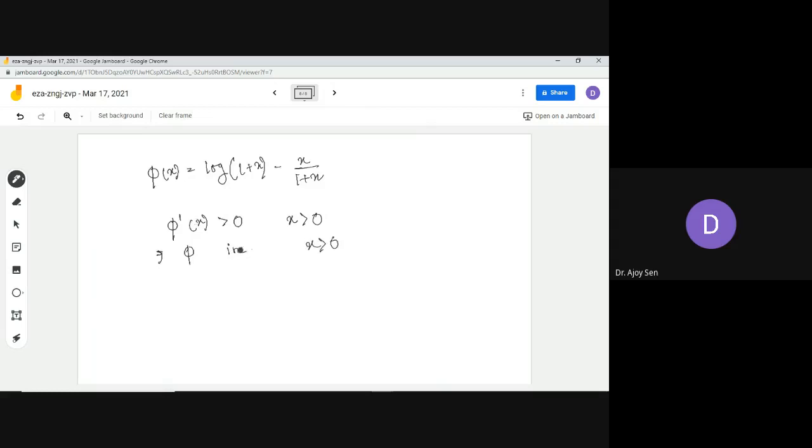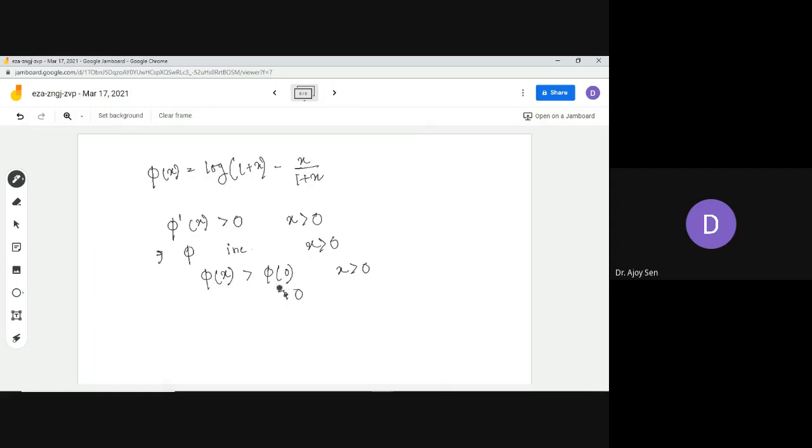Since phi of x is an increasing function, phi of x is greater than phi of 0 whenever x is greater than 0. Since x is greater than 0, phi of x will be greater than phi of 0 because phi is an increasing function. Now you have to calculate phi of 0. If you calculate from here, you will get phi of 0 is nothing but 0.